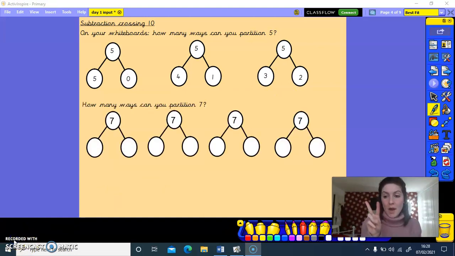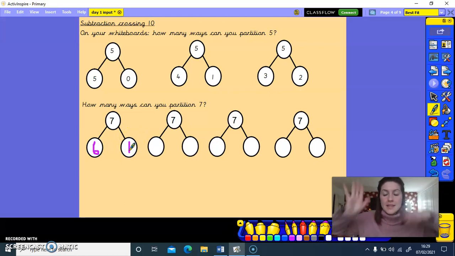Fantastic. So there are 2 other ways. I've got the 4 and the 1 here, but you could also have had 5 and 0, or 0 and 5, and 3 and 2. So now we're going to do the same challenge, but with 7. So there are 4 different ways we can partition 7. For example, you could have 6 here and 1 here. So I know if I had 6 in my head, 6, 7.